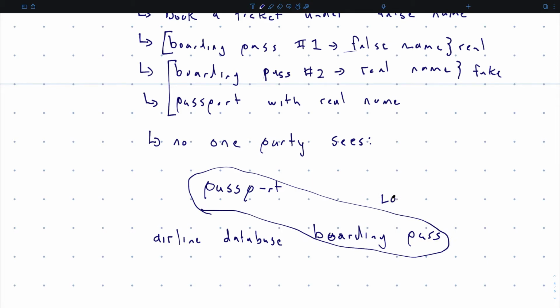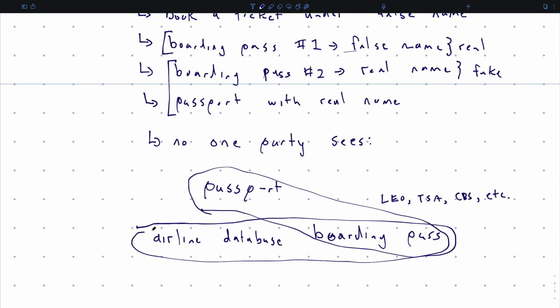So law enforcement, TSA, border services, etc. They were just seeing your passport and your boarding pass. And the airline, in this case, because they weren't checking your passport when you boarded, they were seeing these two pieces of information.